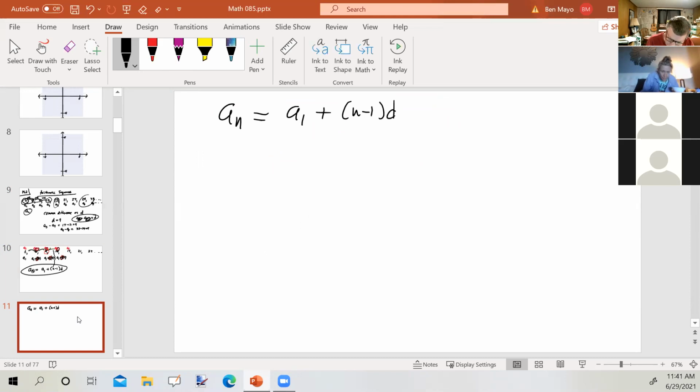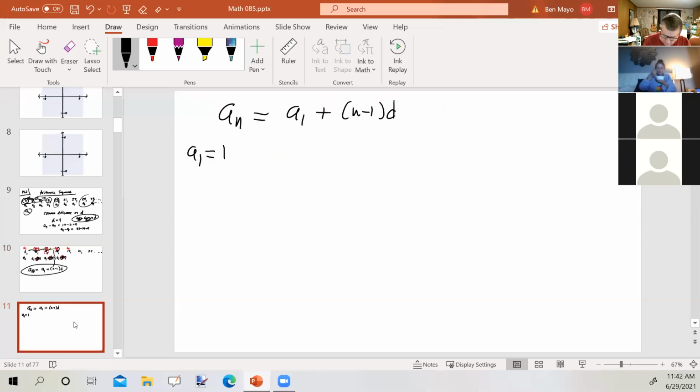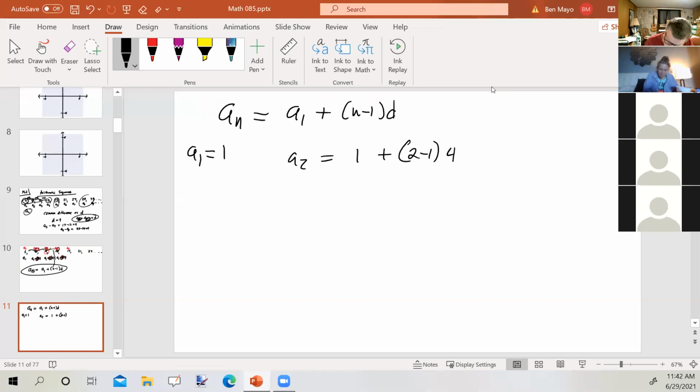All right. So we know that the first term is 1. In fact, we've got 1, 5, 9, 13, 17, 21, 25, etc. So a sub 2 would be a sub 1, which is 1, plus n minus 1, 2 minus 1, times d. What was the common difference? Do you remember? 4. Right, 4. So this is 1 plus 1 times 4, which is 1 plus 4, which is 5. So a sub 2 is 5.